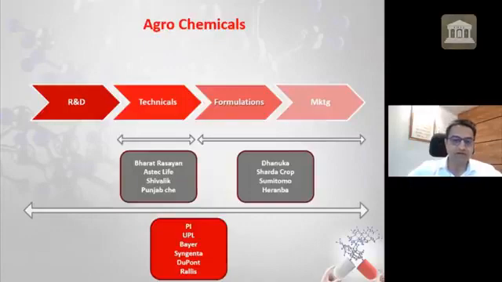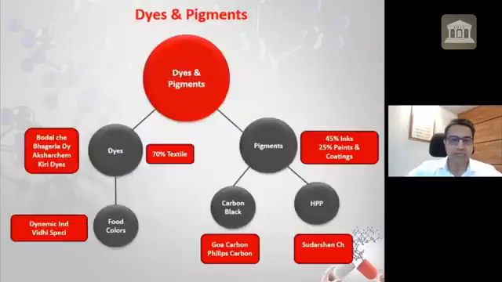Whereas in the technicals, I feel the most attractive in this value chain is the technicals, because in the technical, these players can get into long-term contracts with the large global MNC players, and the contracts run for 10 years, 15 years. The contract value is also large in agrochemicals. So I think this is what I feel is the attractive part in the value chain.